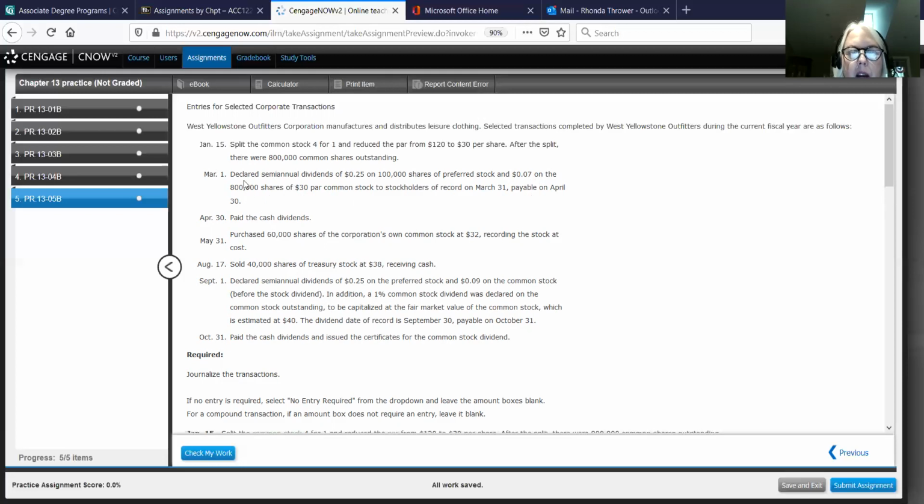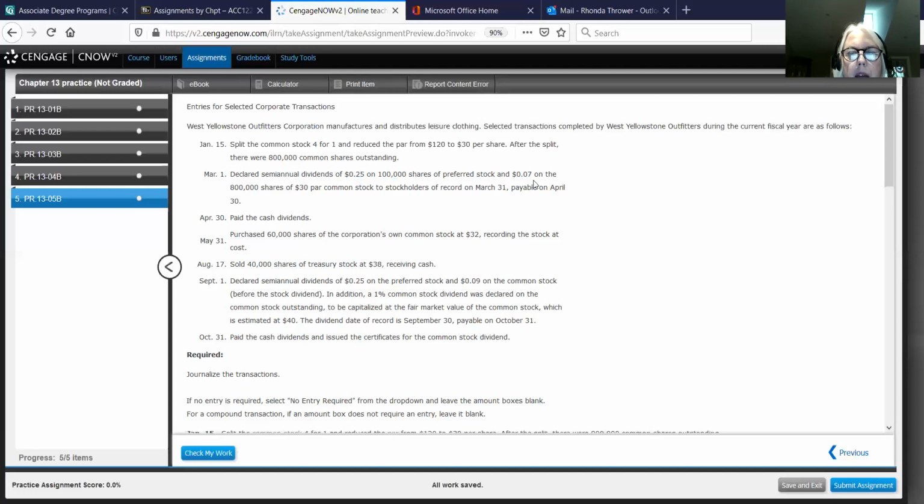When we declare a dividend, we're just stating that we are going to be paying dividends. We will not pay the dividends until April 30th. But on the date of declaration, you have to record a liability account because your corporation is obligated to pay the dividends that they said that they would do. These are going to be cash dividends. Notice there are dollar amounts of dividends here that they're giving you.